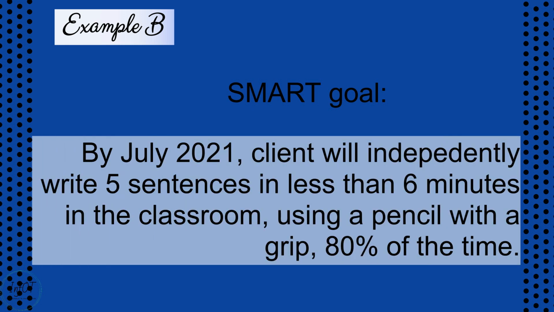For example, by July 2021, client will independently write 5 sentences in less than 6 minutes in the classroom using a pencil grip 80% of the time. Again, the goal is well timed and can be easily measured. It is meaningful, attainable, and related to the client.